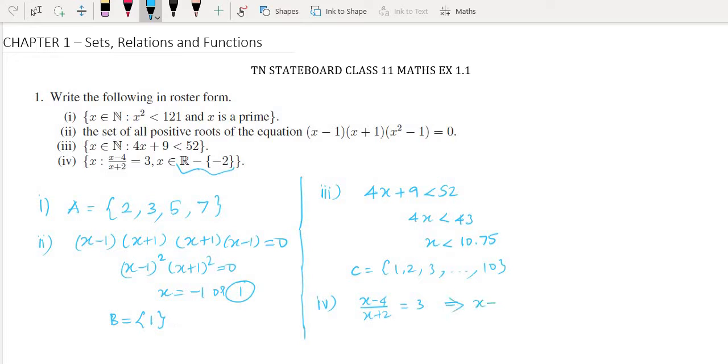If I multiply, on the left hand side I'll get x minus 4, and on the right hand side 3 times x plus 2. So x minus 4 is equal to 3x plus 6. If I shift this x to the right hand side, I'll get 2x is equal to minus 10, which will lead us to x is equal to minus 5. So this set, let me write this as D. So D is singleton minus 5.